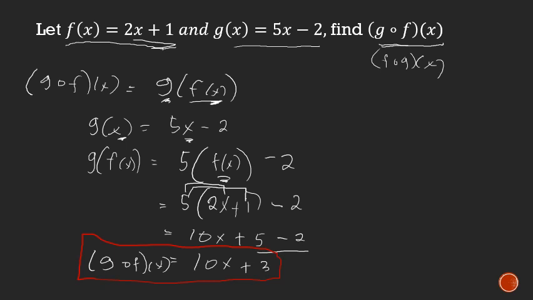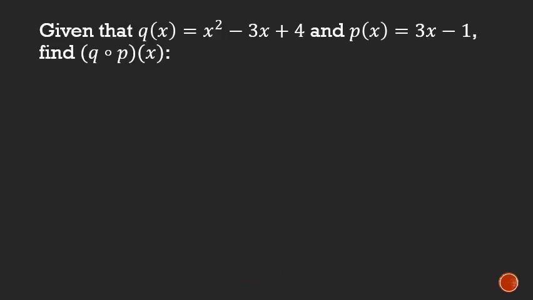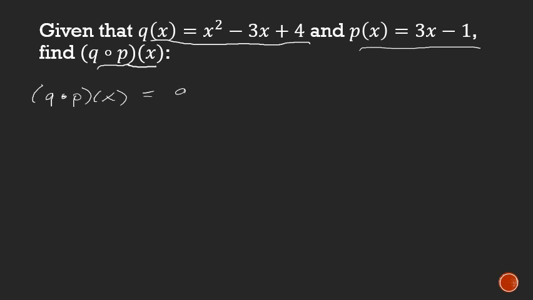Okay, let us try some examples. Let's try this one. Given that q of x equals x squared minus 3x plus 4 and p of x equals 3x minus 1. Let's find the q circle p of x. By the definition, we have q circle p of x is equal to q of p of x.